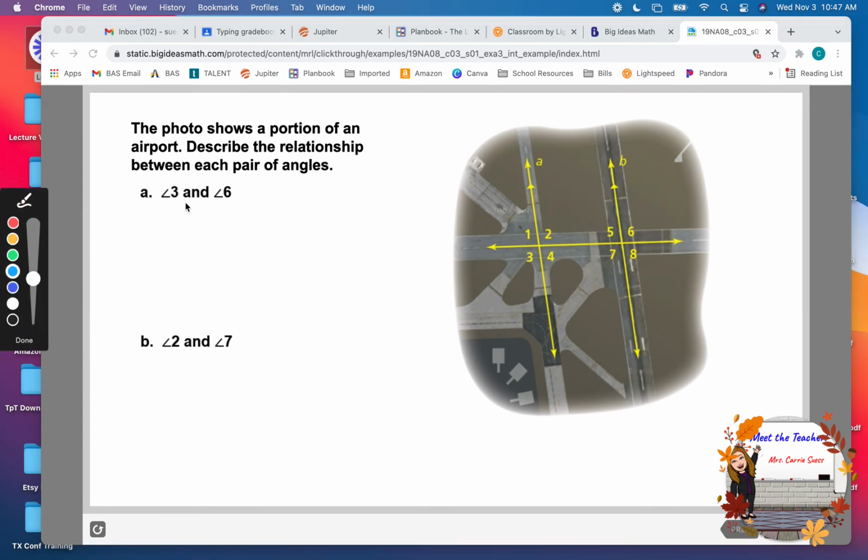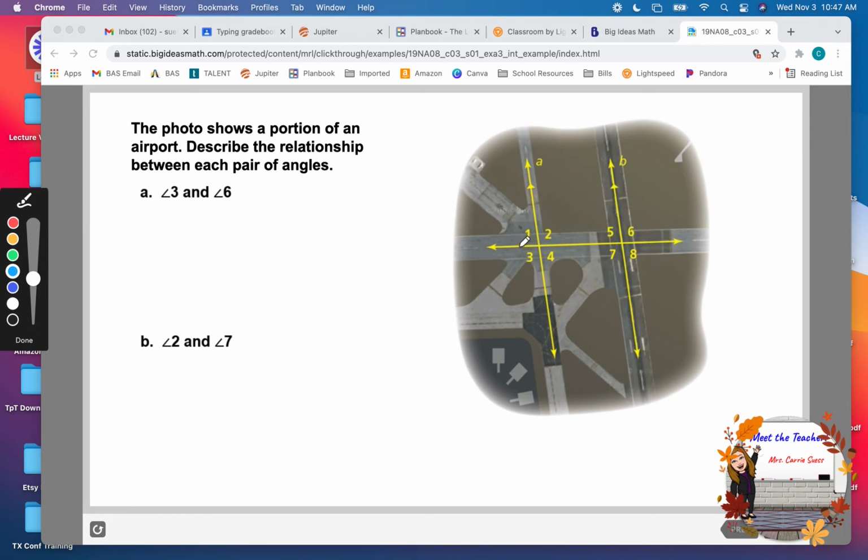Bright blue. Angle 3 and 6. So angle 3 is right here. Angle 6 is right here. First of all, which two lines are the parallel lines? A and B. Surprise, surprise. A and B are parallel, which makes my transversal the one going across. There's no T. They didn't label it.